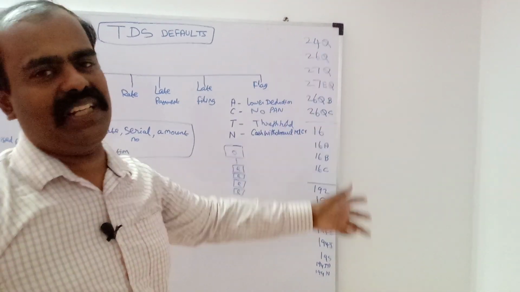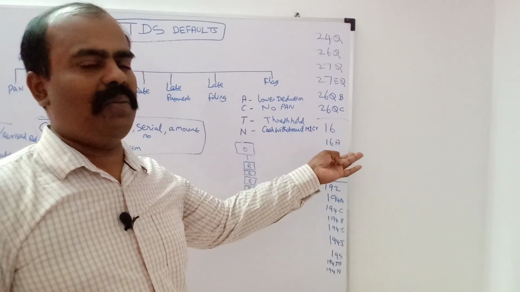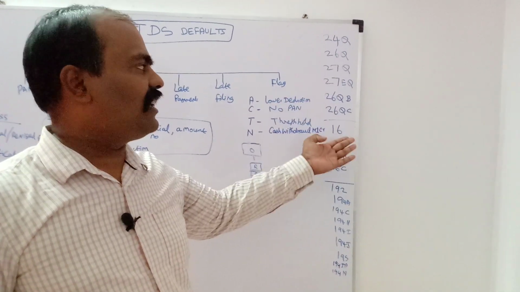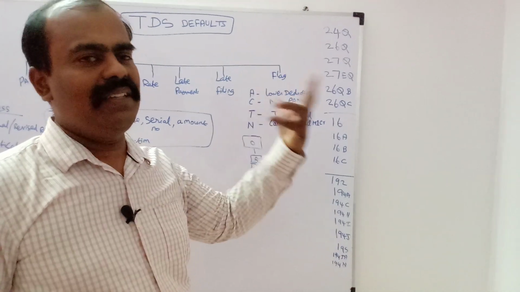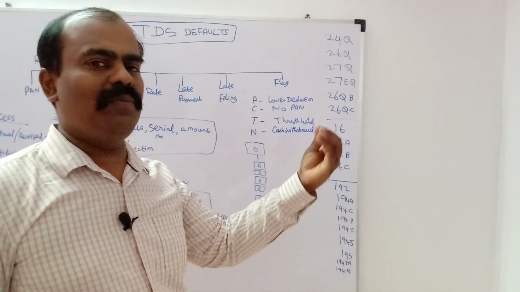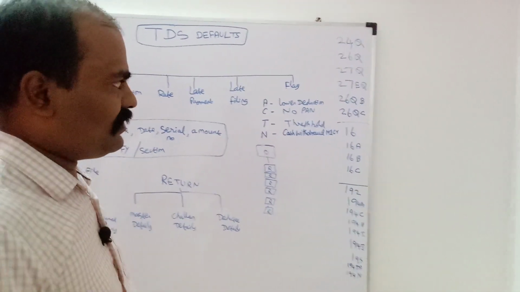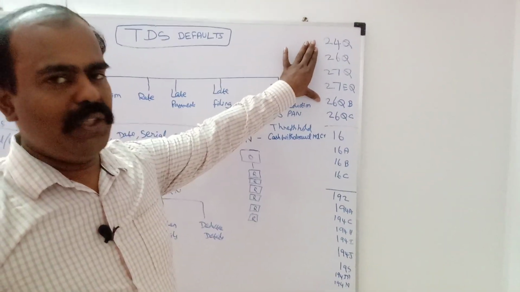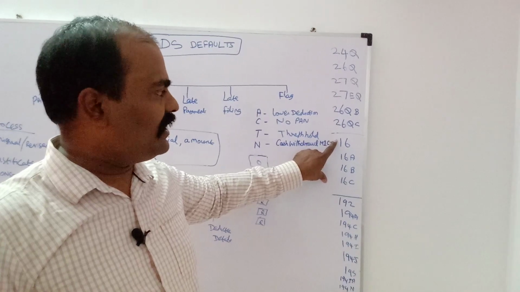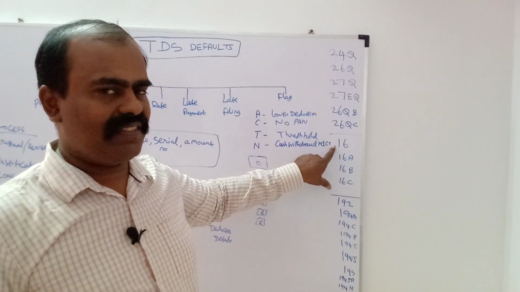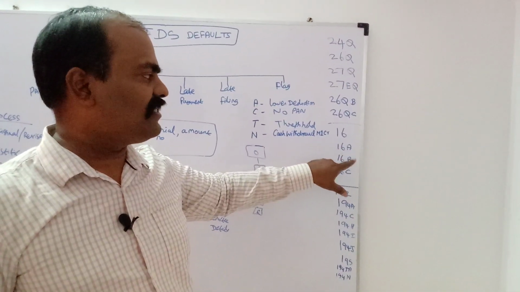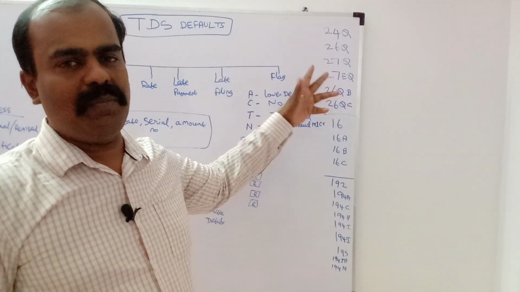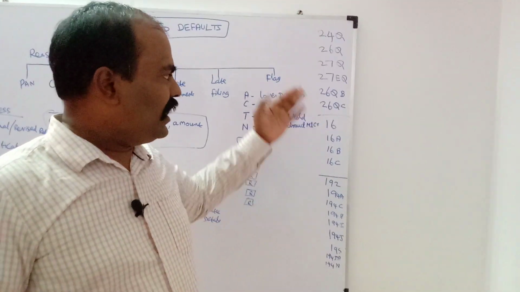It's for property related TDS. One is for purchase of property, and another one is for rental income paid to any person, more than 50,000 rupees. And then after filing this, you will get a certificate in the form of Form 16 for salary, 16A for non-salary, and B and C for property related things.